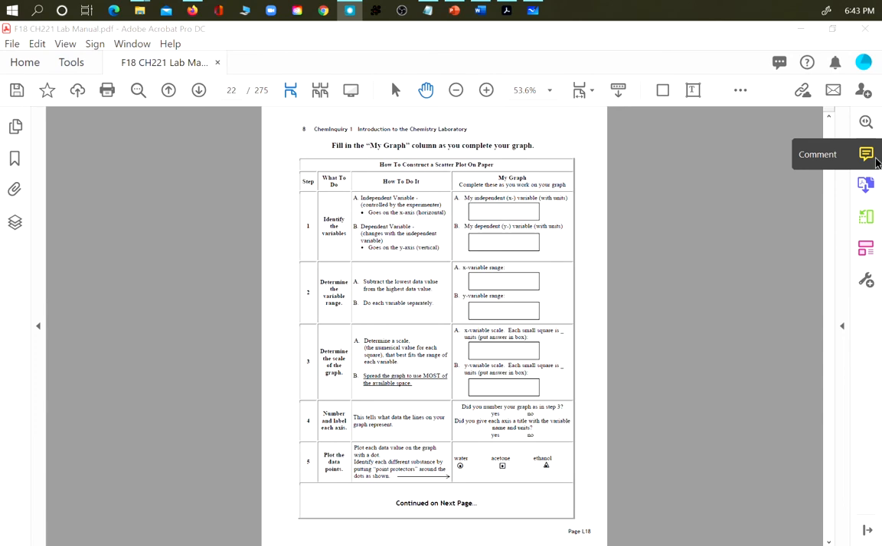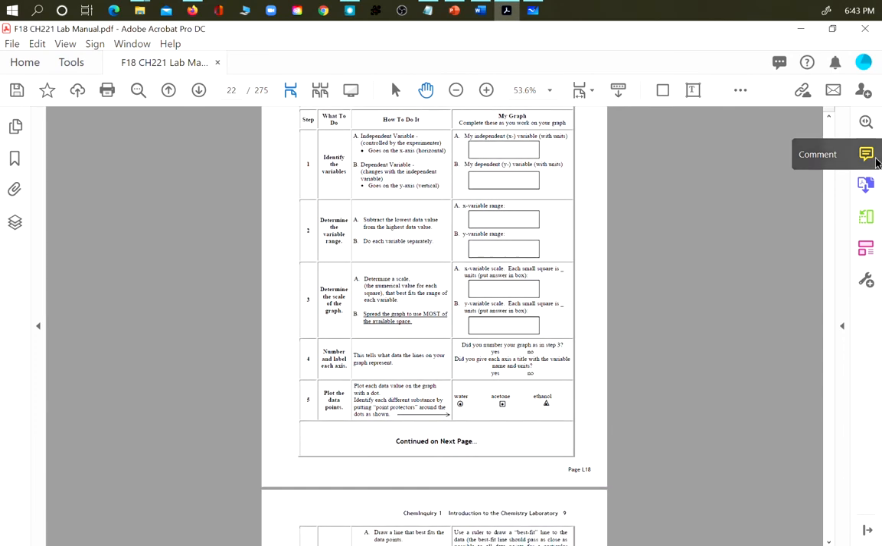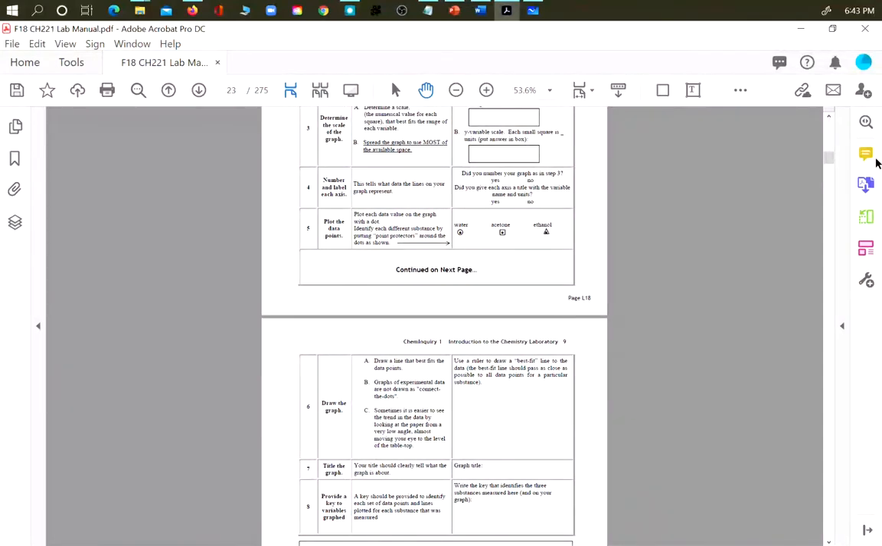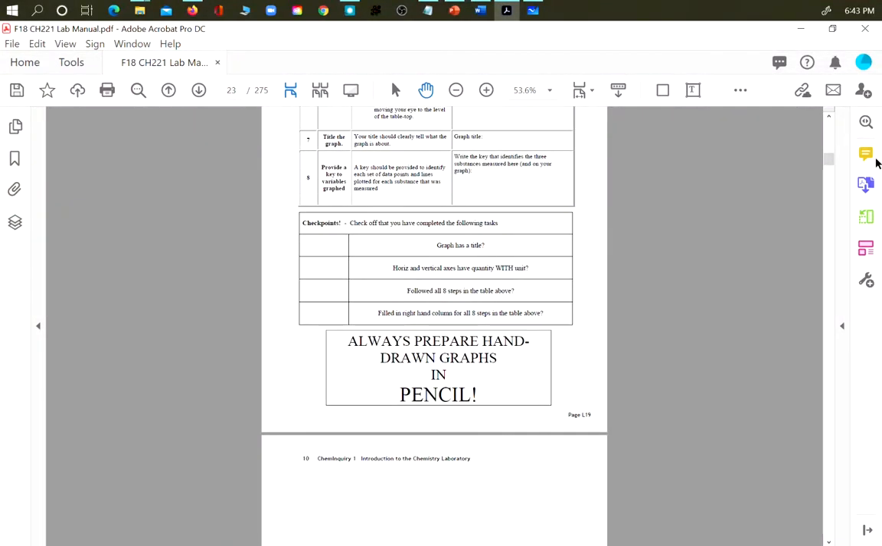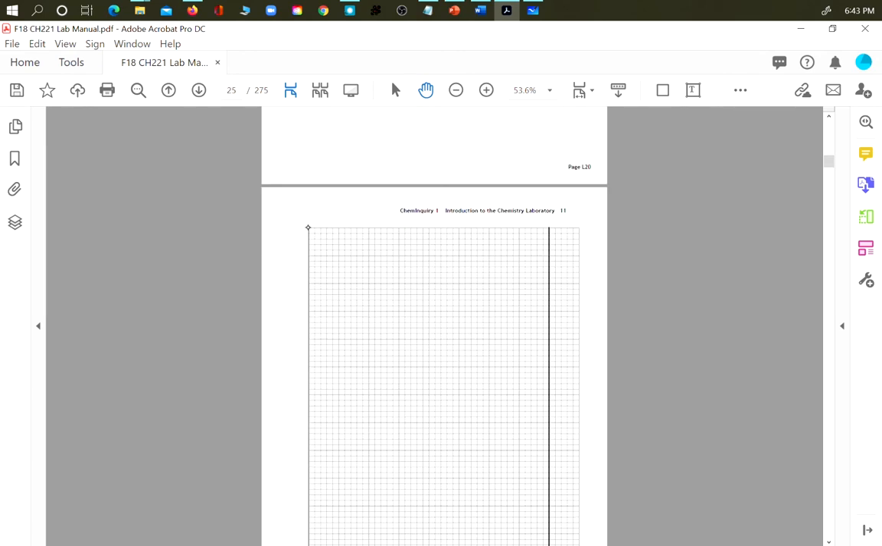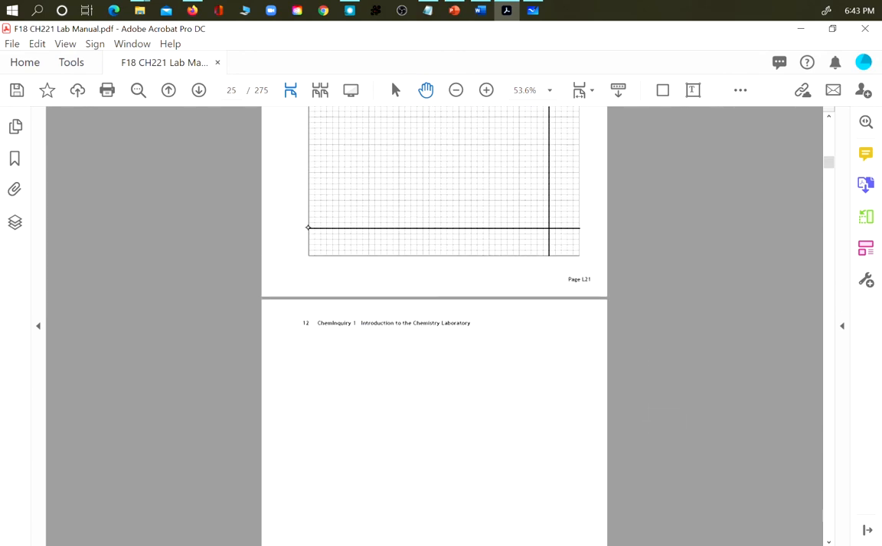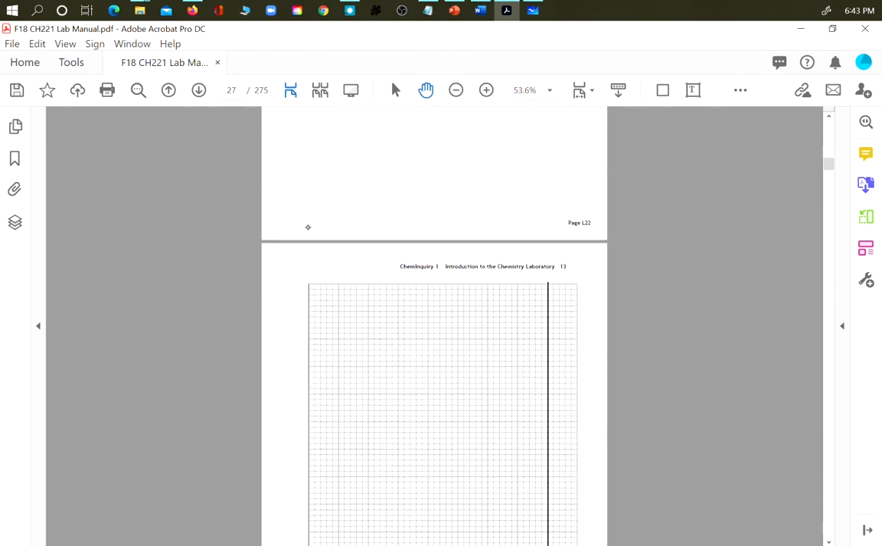So other things we need you to make sure you complete. Make sure you complete these pages, fill in all the boxes here as you're preparing your graph to make sure that you get it right. Here are some checkpoints to make sure that you are going to get your graph correct. And then there's an extra sheet of graph paper in there for you, just in case you make a lot of mistakes.